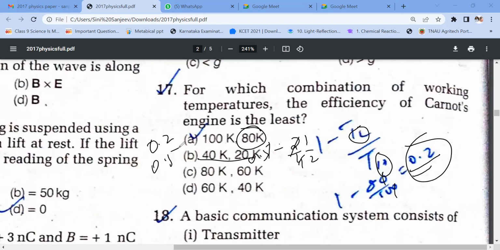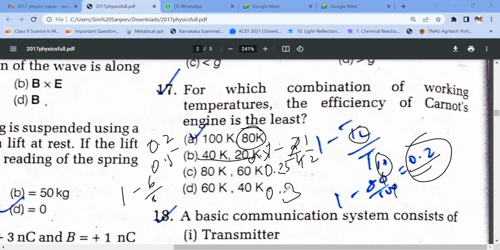Yes, sir, 1 second. So 60 by 80, when we do, we will get 0.75. So 1 minus 0.75 is 0.25, sir. Okay. Next one. And then 4 by 6, when we do, we'll get 0.66. So 1 minus 0.66. So will it be 0.4? 0.3 I can put. Right?